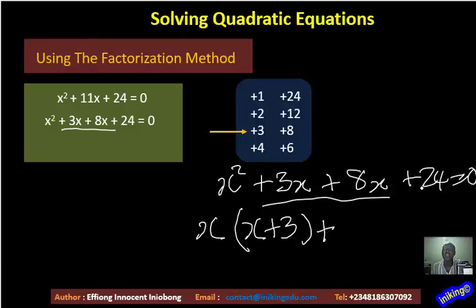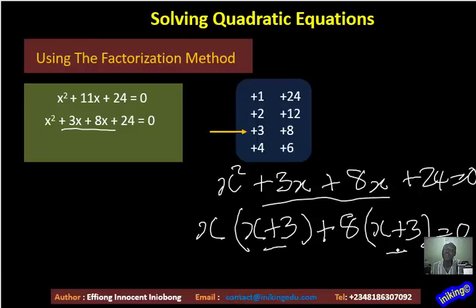And look at 8x and then 24. What is common there? You'll agree with me that 8 is common, and I open my bracket again. 8x divided by 8 will give me x, plus 24 divided by plus 8 will give me plus 3. And if you notice, I have x plus 3 here, and I also have x plus 3.